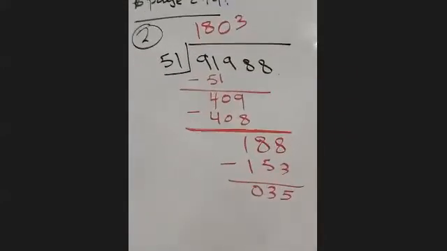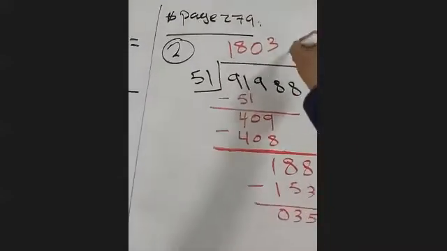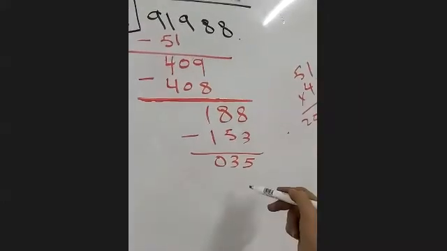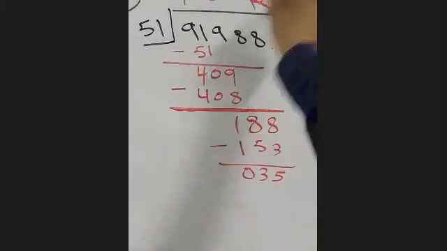So 1803, remainder 35. Mumtaz. Excellent boy. Thank you.